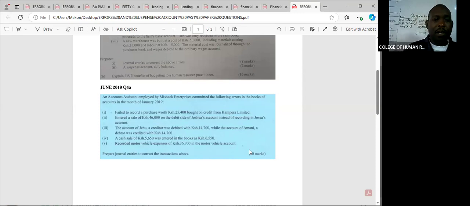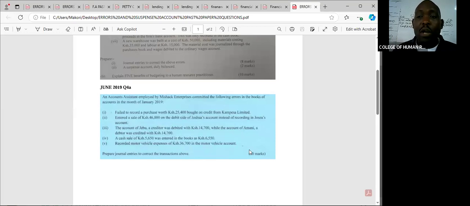It says that an accounts assistant employed by Mishak Enterprises committed the following errors in the books of accounts in the month of January 2019. One is that failed to record a purchase worth 25,400 bought on credit from Campesa Limited. That one just treat it as an error of omission. We failed to record, so we never recorded the purchases. We never recorded the Campesa Limited account.